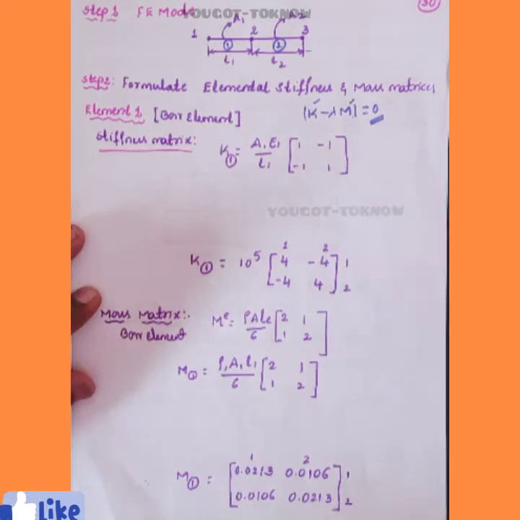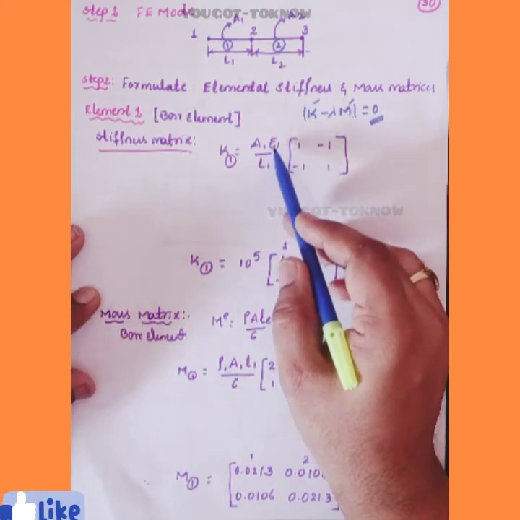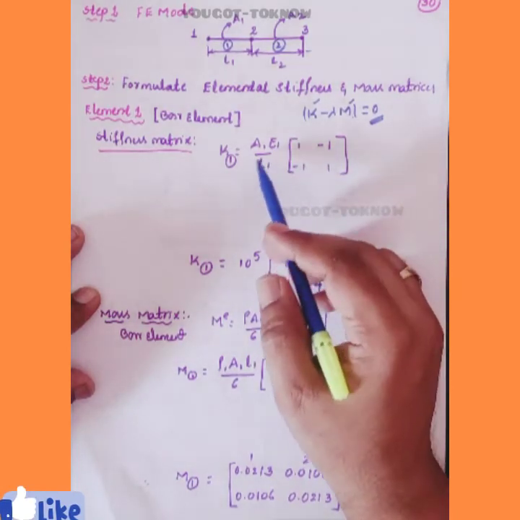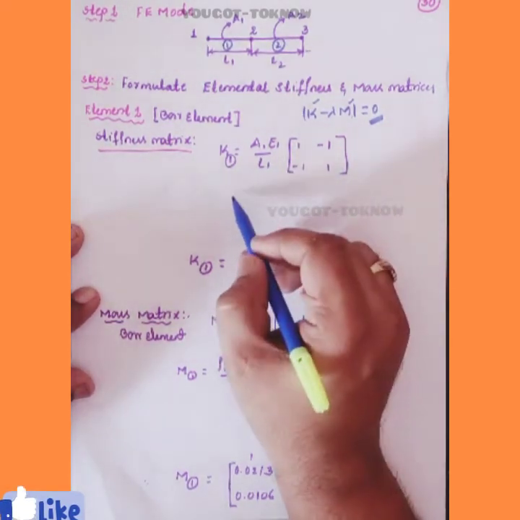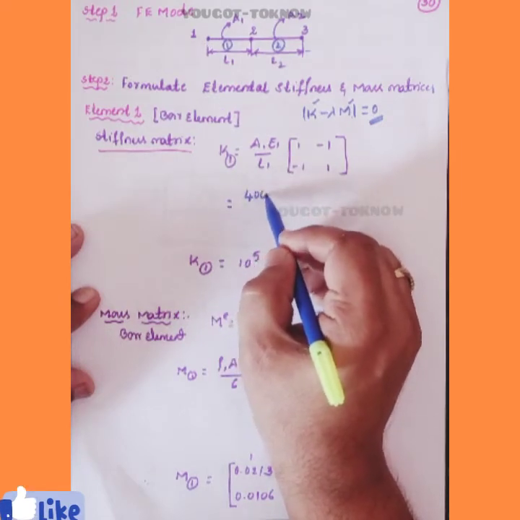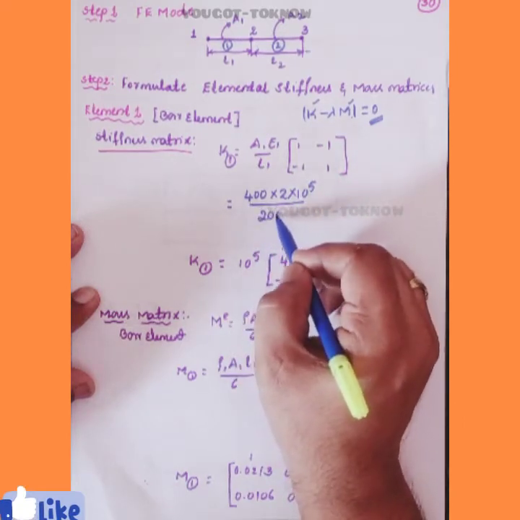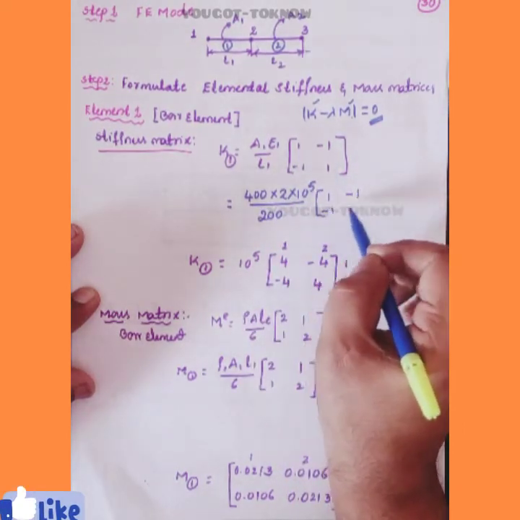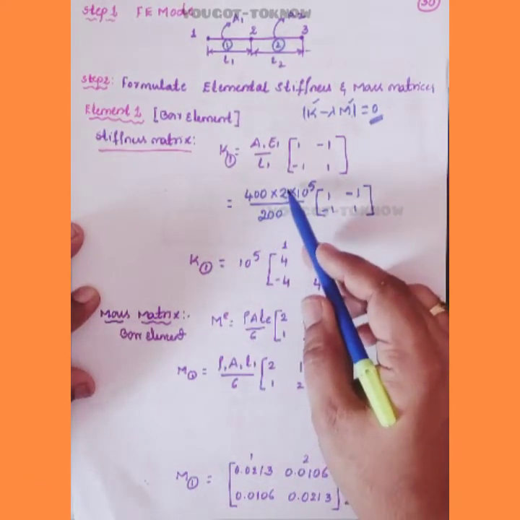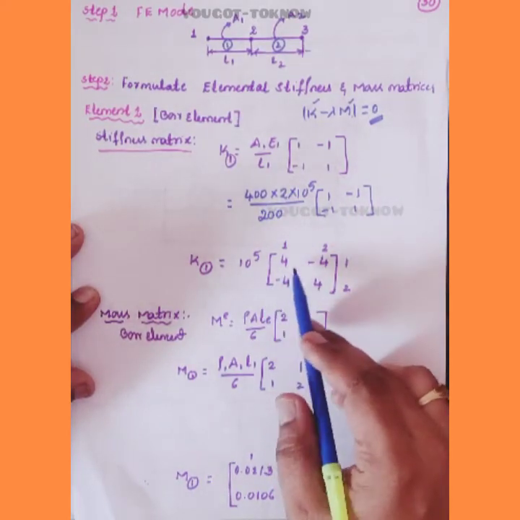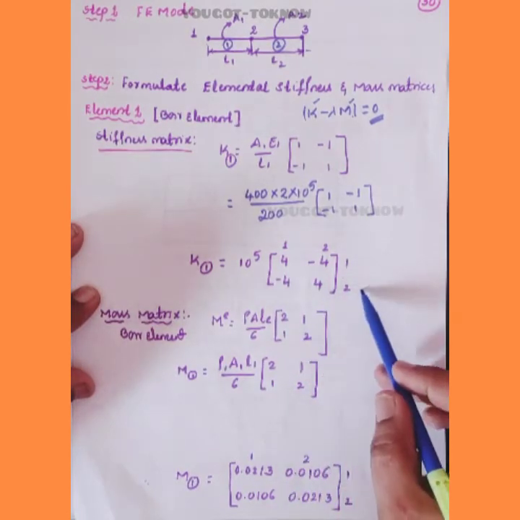How do we calculate the elemental stiffness matrix? We know the elemental stiffness matrix for a simple bar element: K1 equals A E by L times the matrix [1 -1; -1 1]. I am doing it for the first element: A1 E1 by L1 times [1 -1; -1 1]. Now substitute. The area for the first element is 400, Young's modulus is 2 × 10⁵, and the length of the first element is 200 mm. Solving, you get 10⁵ common. The 200 cancels with the 2 and 00, and 4 remains. That is 10⁵ times [4 -4; -4 4]. This is your first element.